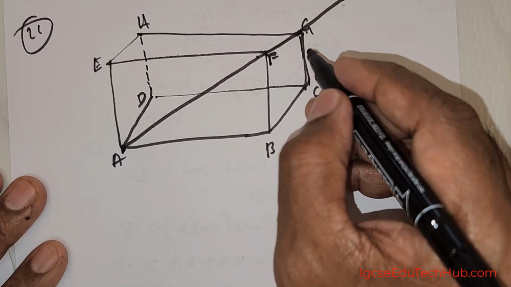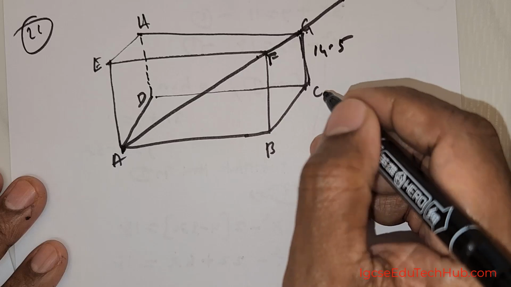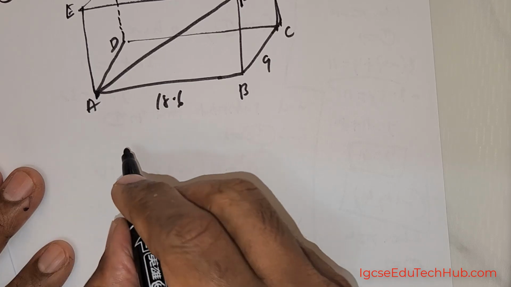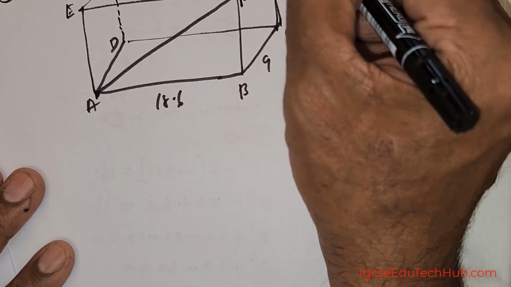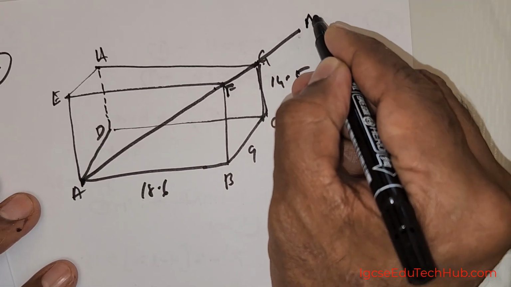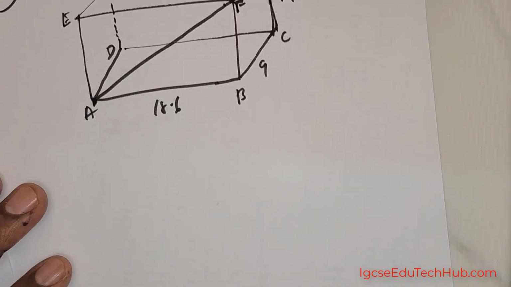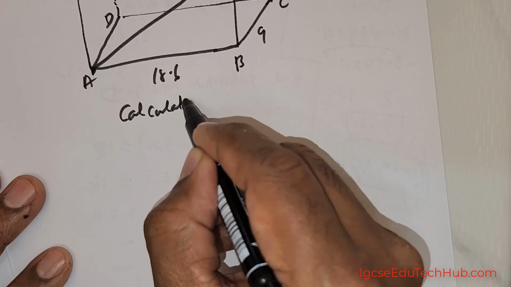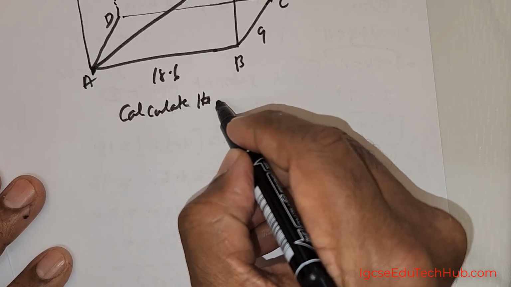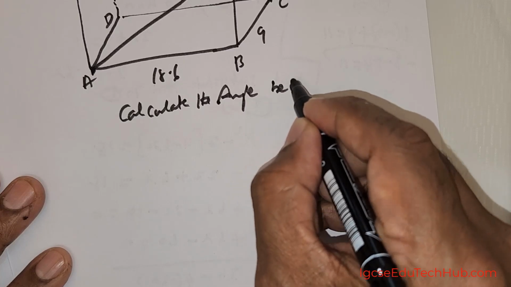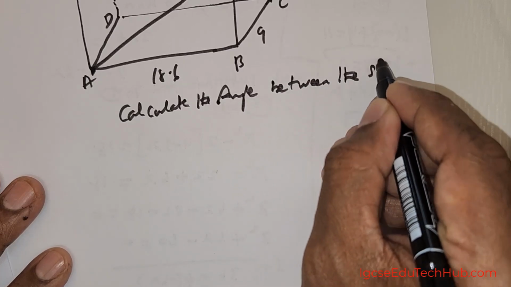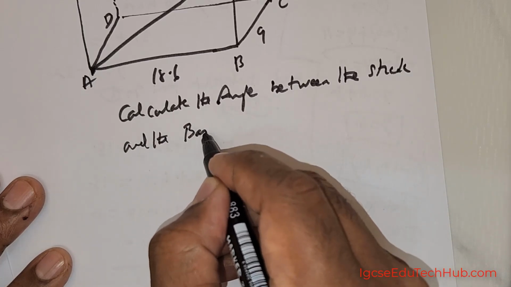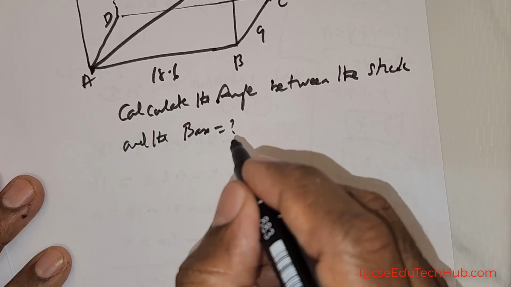Now what we are asked to find is, this is 14.5, this is 9, this is 18.6. Okay, so the extension is going all the way to M, so it's going out. Now we have to calculate the angle between the stick and the base. So that is required.